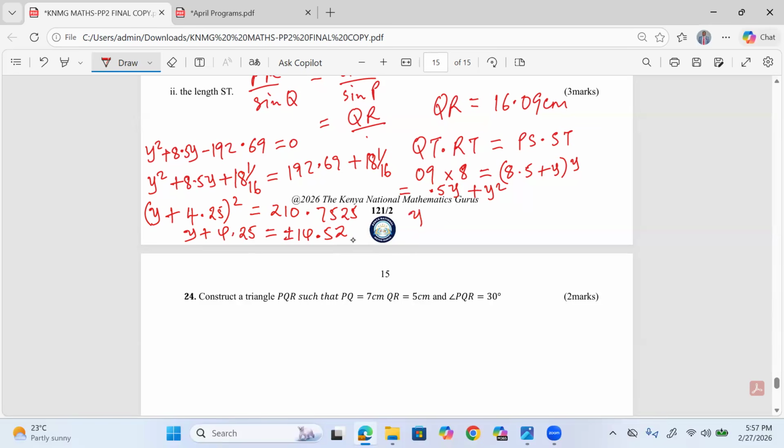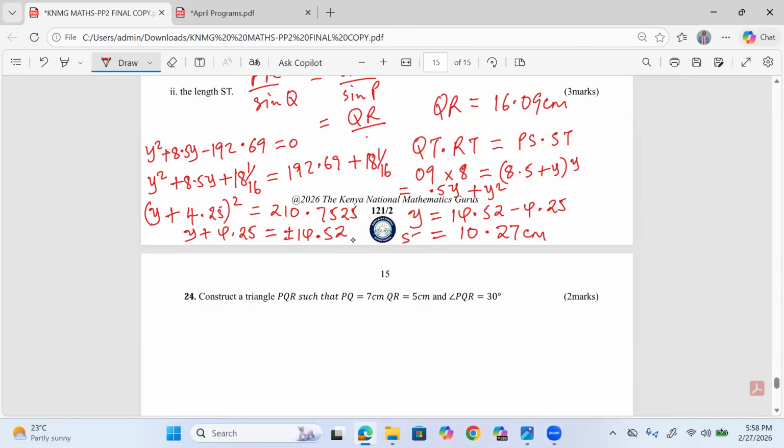How do we remain with y? Two options, either 14.52 minus 4.25. What will this give us? This gives us 10.27, 10.27 centimeters. Or we take negative 14.52 minus 4.25, and that will give us a negative value of y.